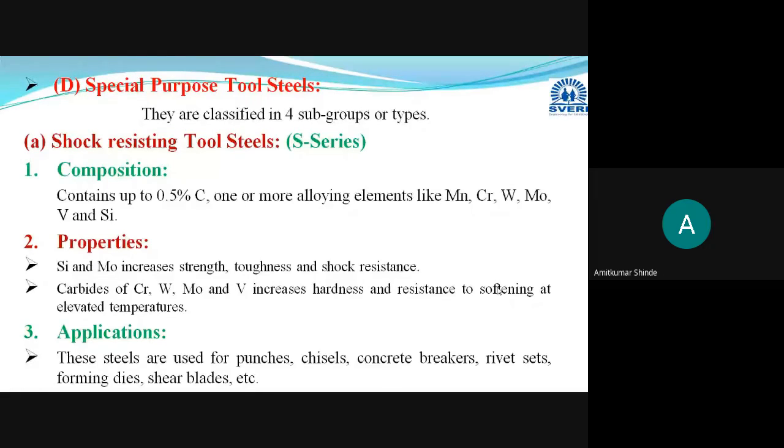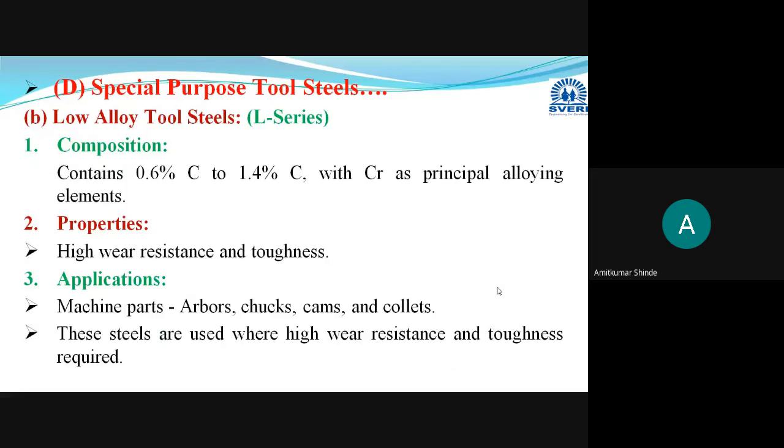Then applications, these steels are widely used for manufacturing of the different tools like punches and chisels, then concrete breakers, then rivet sets, and different forming dies or different kinds of the shear blades. Okay, so that can be manufactured by using these shock resisting tool steels. And after this shock resisting tool steels, which are denoted by S series, the second type of the special purpose tool steel is low alloy tool steel.